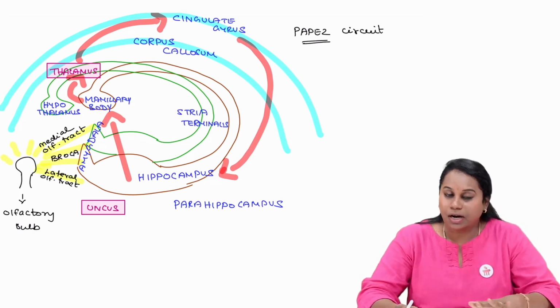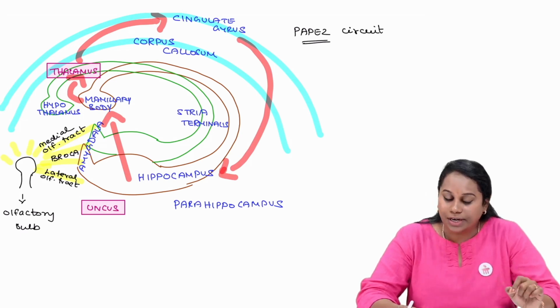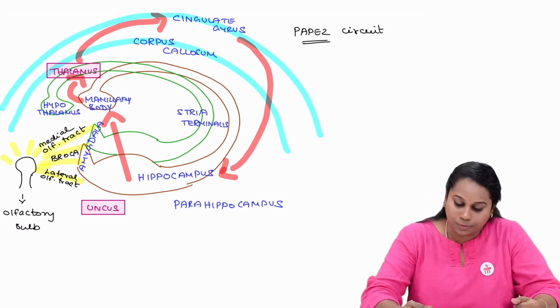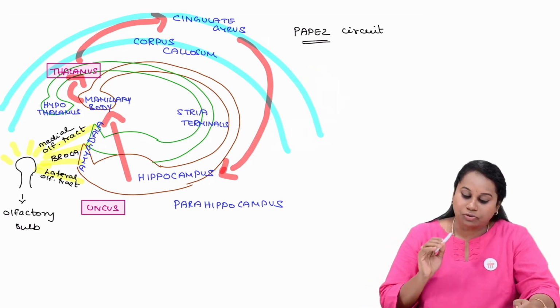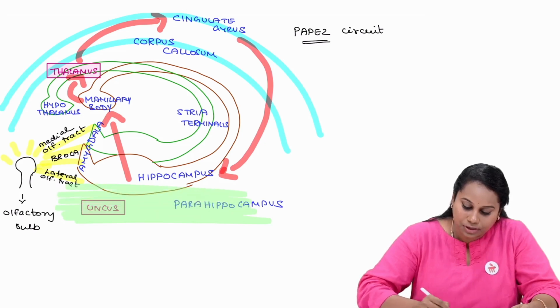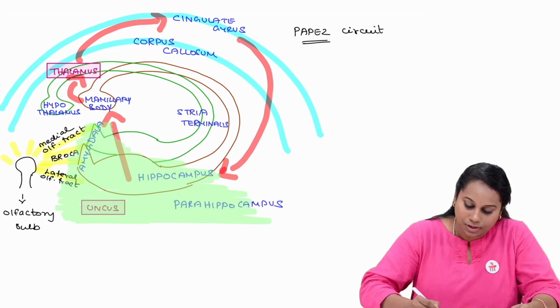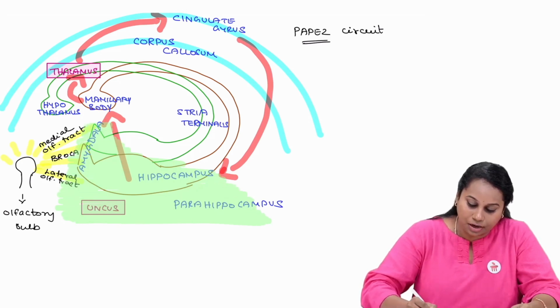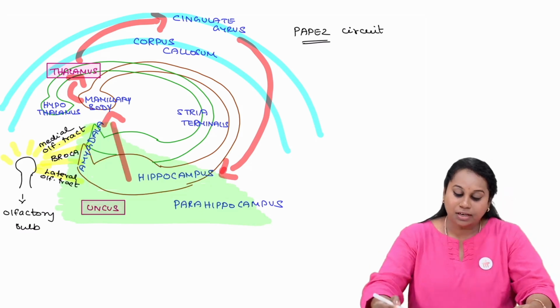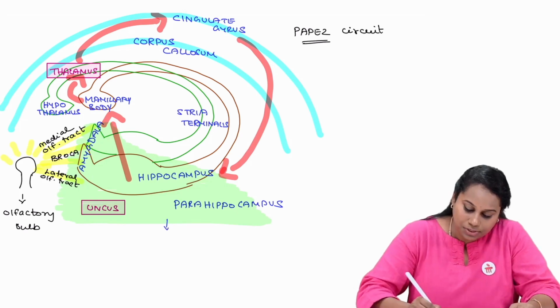The medial most part of this limbic system is called the medial temporal lobe. I'll trace that in green. The medial most part of the limbic system, which includes uncus, the parahippocampus, hippocampus, and amygdala. So this part which I have shaded in green is called the medial most part of the limbic system, or the medial temporal lobe.